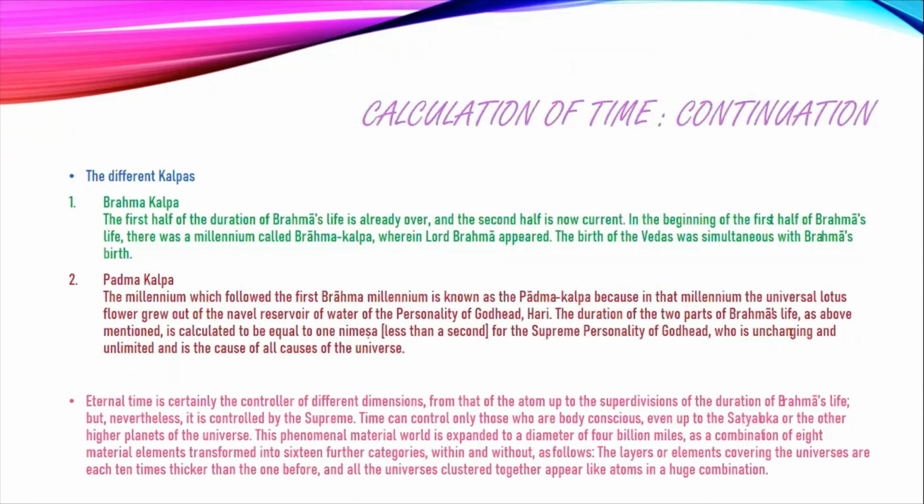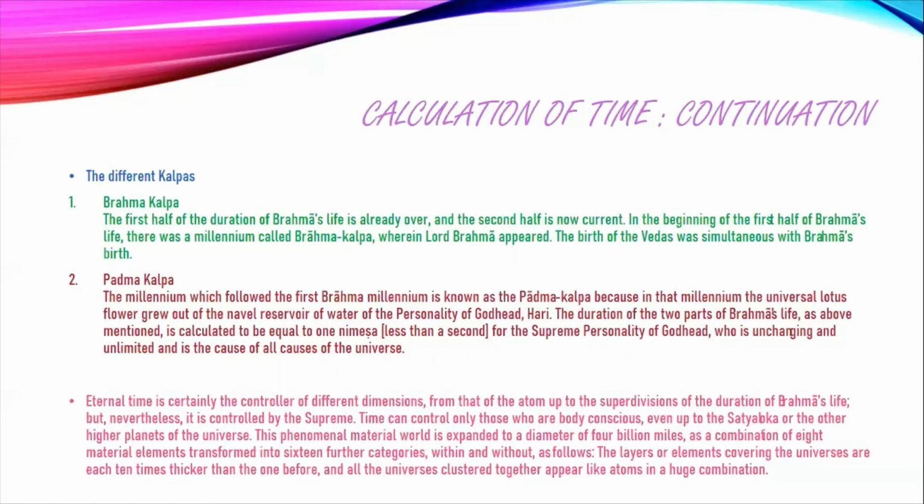Calculation of time. Continuation. The different kalpas. Number 1. Brahma Kalpa. The first half of the duration of Brahma's life is already over, and the second half is now current. In the beginning of the first half of Brahma's life, there was a millennium called Brahma Kalpa, wherein Lord Brahma appeared. The birth of the Vedas was simultaneous with Brahma's birth.